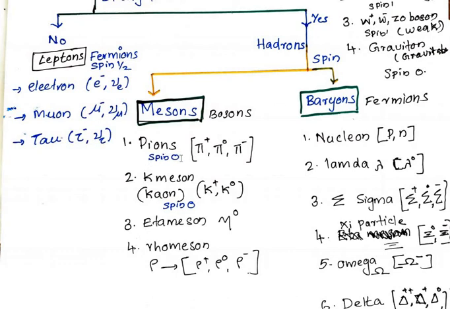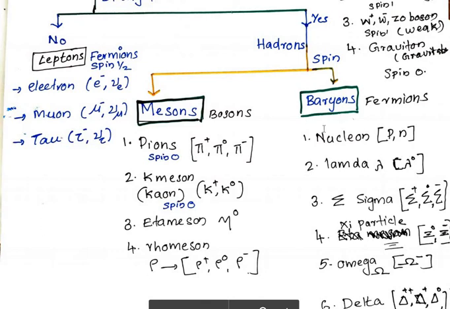The pion family, as we discussed, has 3 members: pi plus, pi 0, pi minus. K meson has 2 members, K plus and K 0. Eta meson has only 1 member in its family, that is eta 0. The rho meson is a spin 1 particle, known as a vector meson, and there are 3 members in this family: rho plus, rho 0 and rho minus.